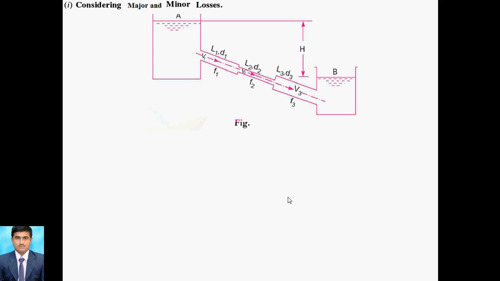So we already know the classification of the losses. First is major, second is minor. Major means friction loss, and minor means all these different types: sudden enlargement, sudden contraction, sudden bend in pipe. So many losses are there in minor losses. First of all we note that the discharge passing through the pipe is the same, because Q is the same from point A to point B.